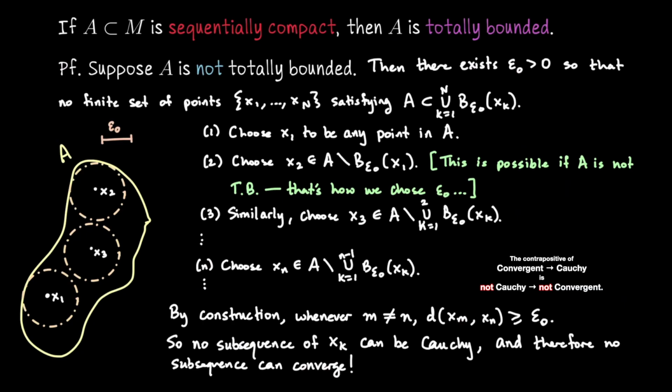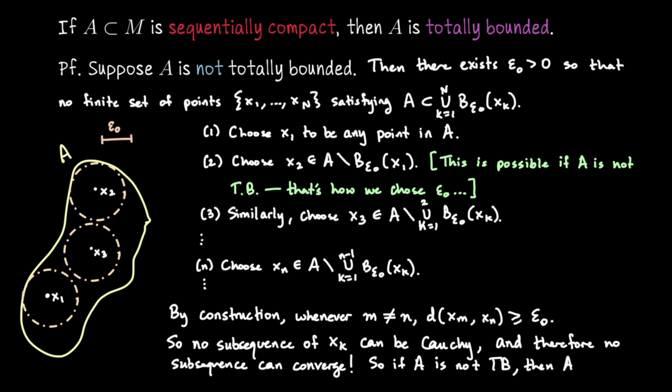So now we have a sequence of points in A with no subsequence which possibly converges. So if A is not totally bounded, then A is not sequentially compact. That is the contrapositive of the result that we wanted to show, so now we're done. If A is sequentially compact, then A is totally bounded.